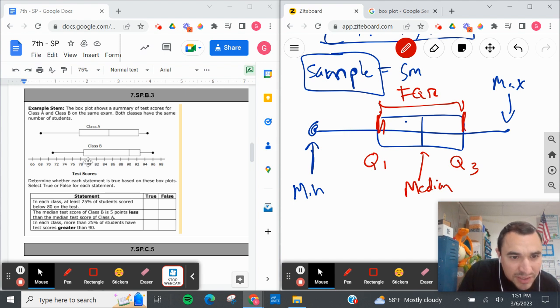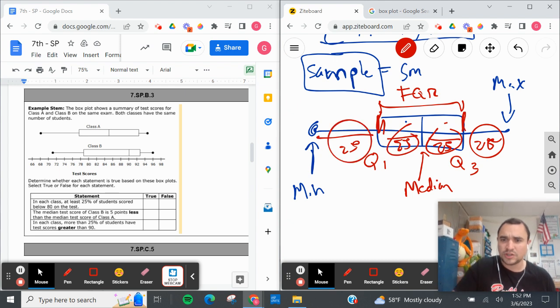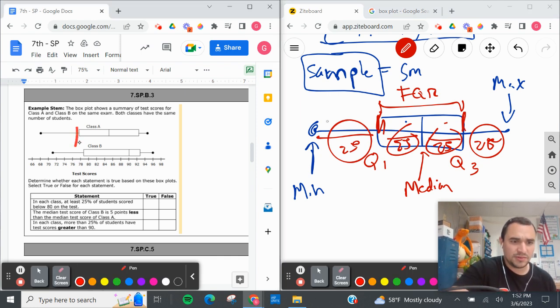So in each class, at least 25% of the students scored below 80. So 25% of the students below 80, I would say that is, because here's 25, here's another 25, here's another 25, and here's another 25. So here are all our 25 quartiles. So at least 25 scored below. Yes, that is correct. It should be true because this is the interquartile right here. And so 25% did score below 80.